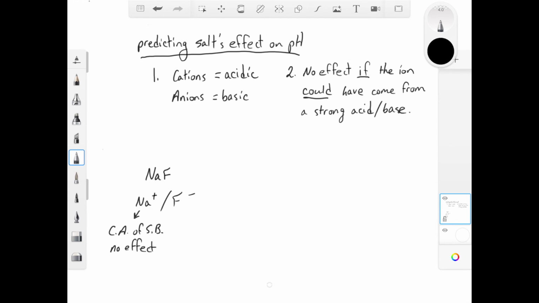The fluoride ion could be the conjugate base of a weak acid. That is, it could be the conjugate base of hydrofluoric acid. And that means that rule number 2 doesn't apply, so its effect is determined by rule number 1. Anions are basic. So again, we have a situation where one component has an effect and the other component doesn't, and in this case, our net effect is basic.